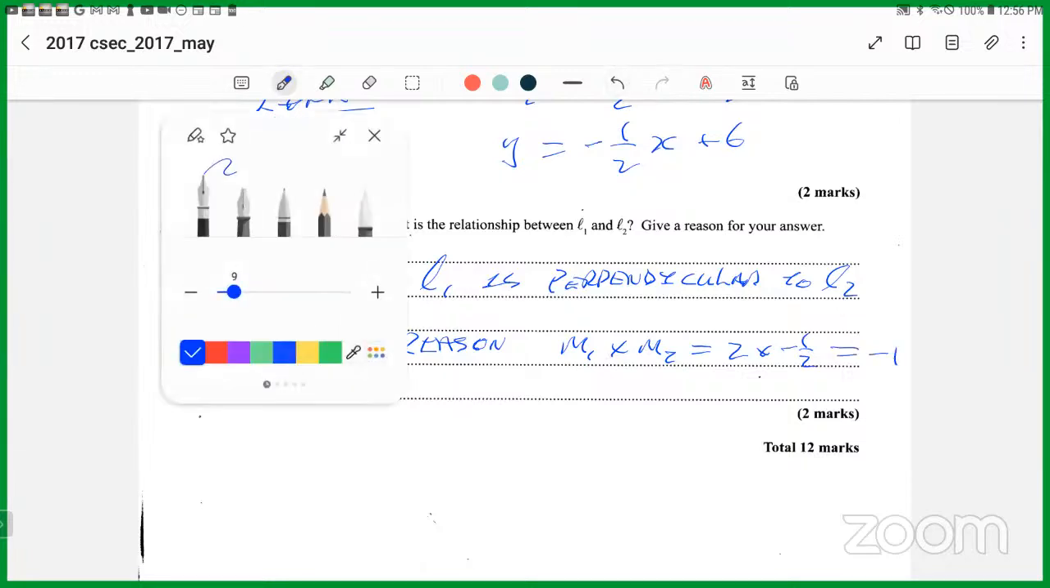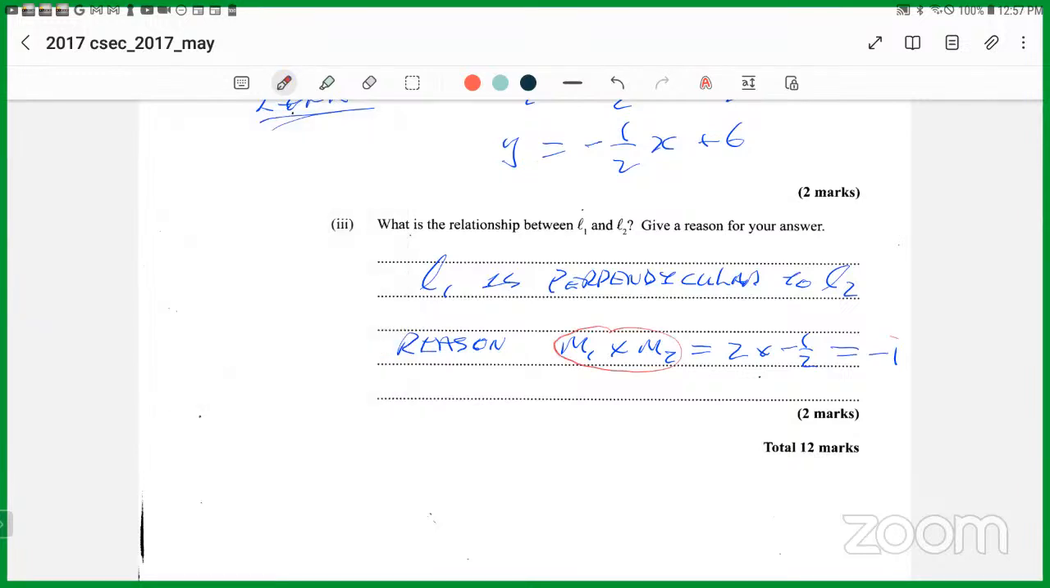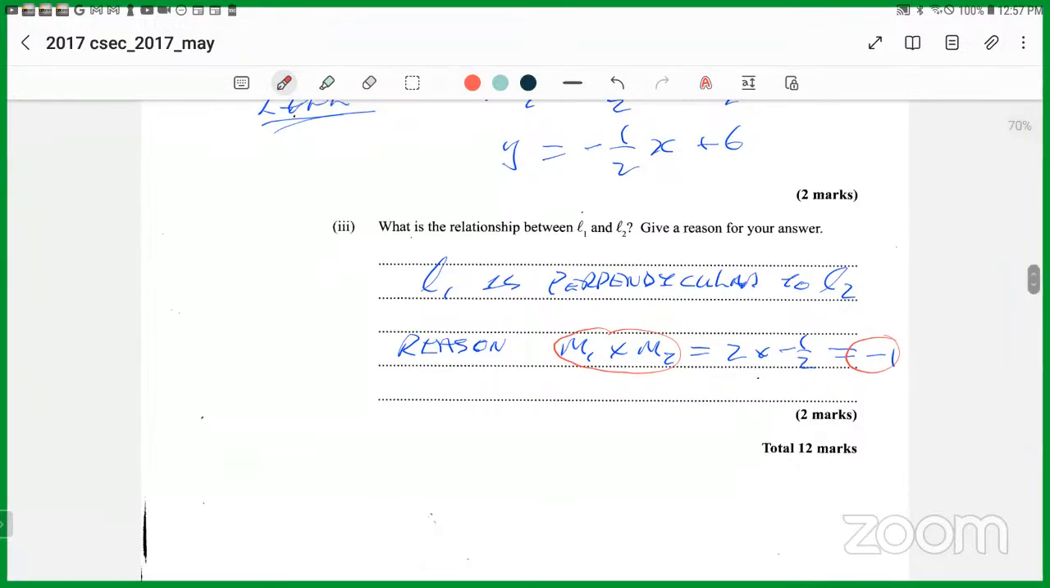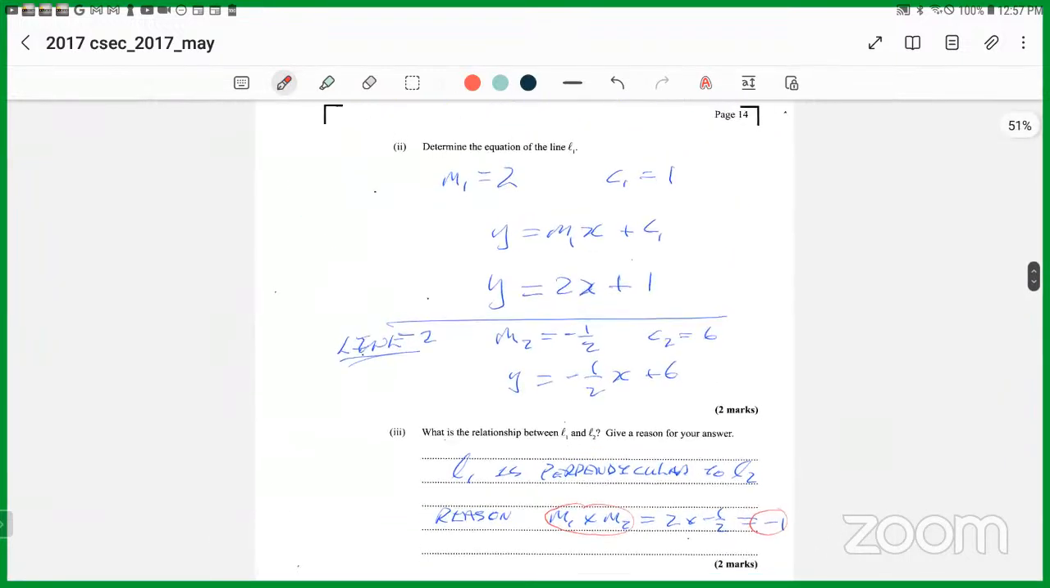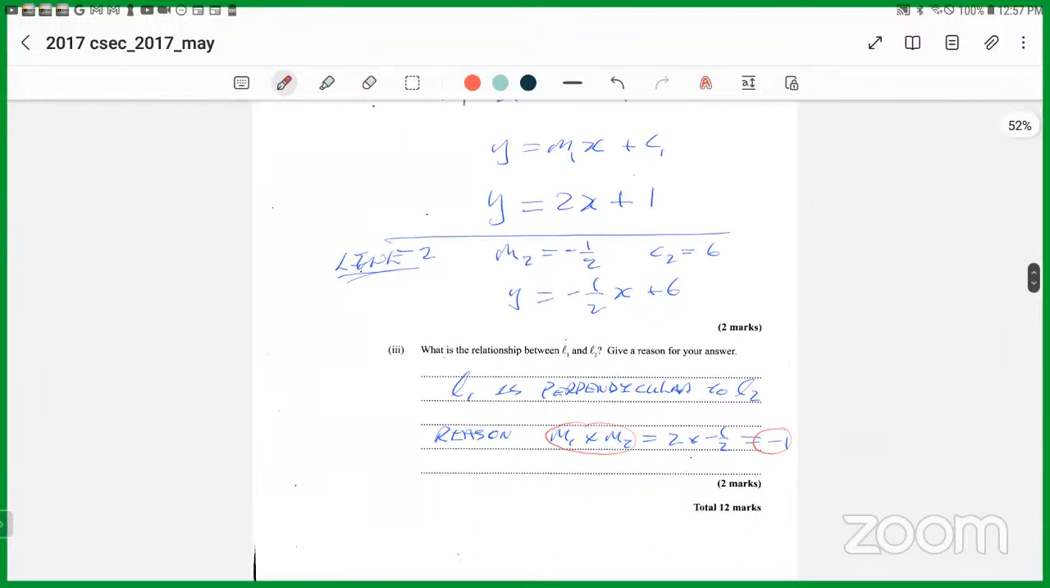When the product of gradients equals -1, then the lines are perpendicular. That is it. But do you understand that? What are you going to do with that? Yes, sir. Simple as that. All right, beautiful. I'll give you another one to do.